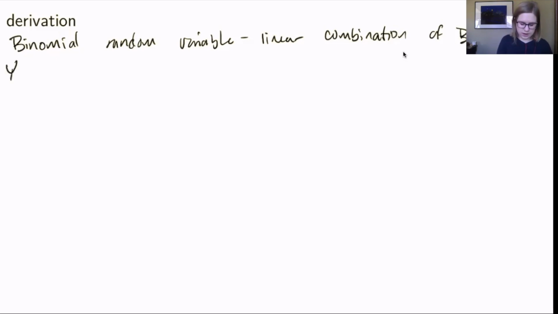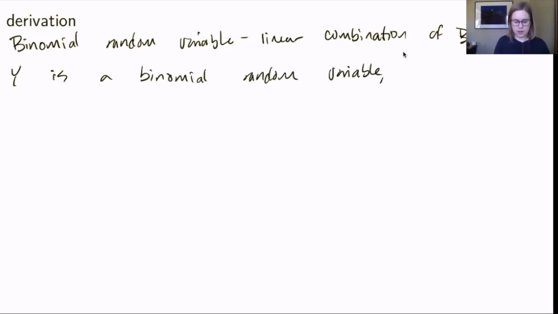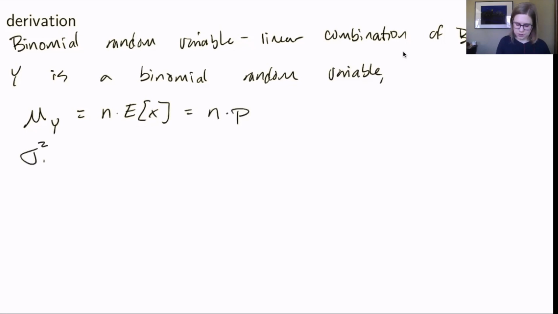So if y is a binomial random variable, then the mean of y is going to be equal to n times the expected value of x, because it's a linear combination of a bunch of little x's, which are my Bernoulli random variables. And so I can just say it's n times p, and then the variance for y is going to be n times p, 1 minus p. And this would be as if we had flipped a bunch of coins and then we were counting up how many heads we got. That's almost what we want for a proportion.